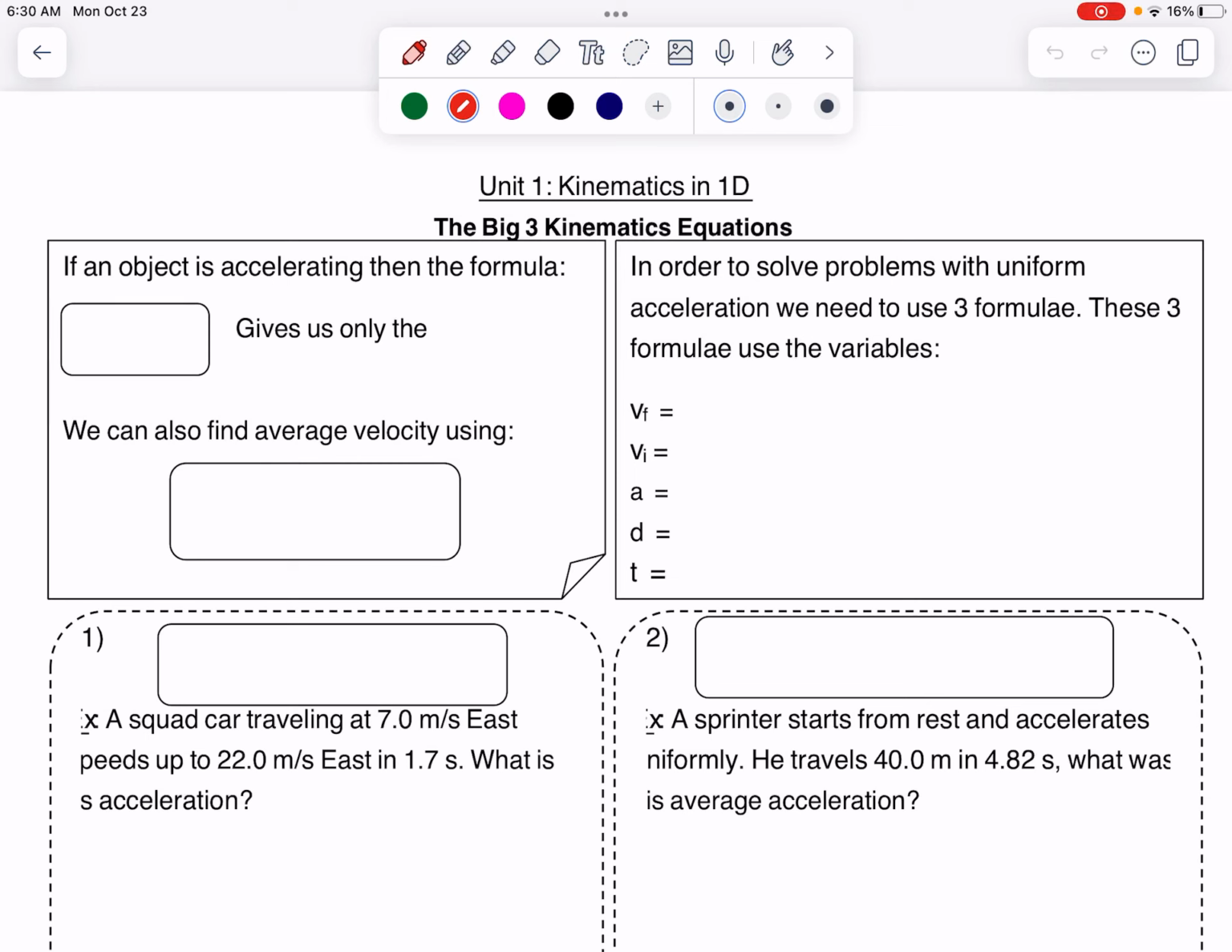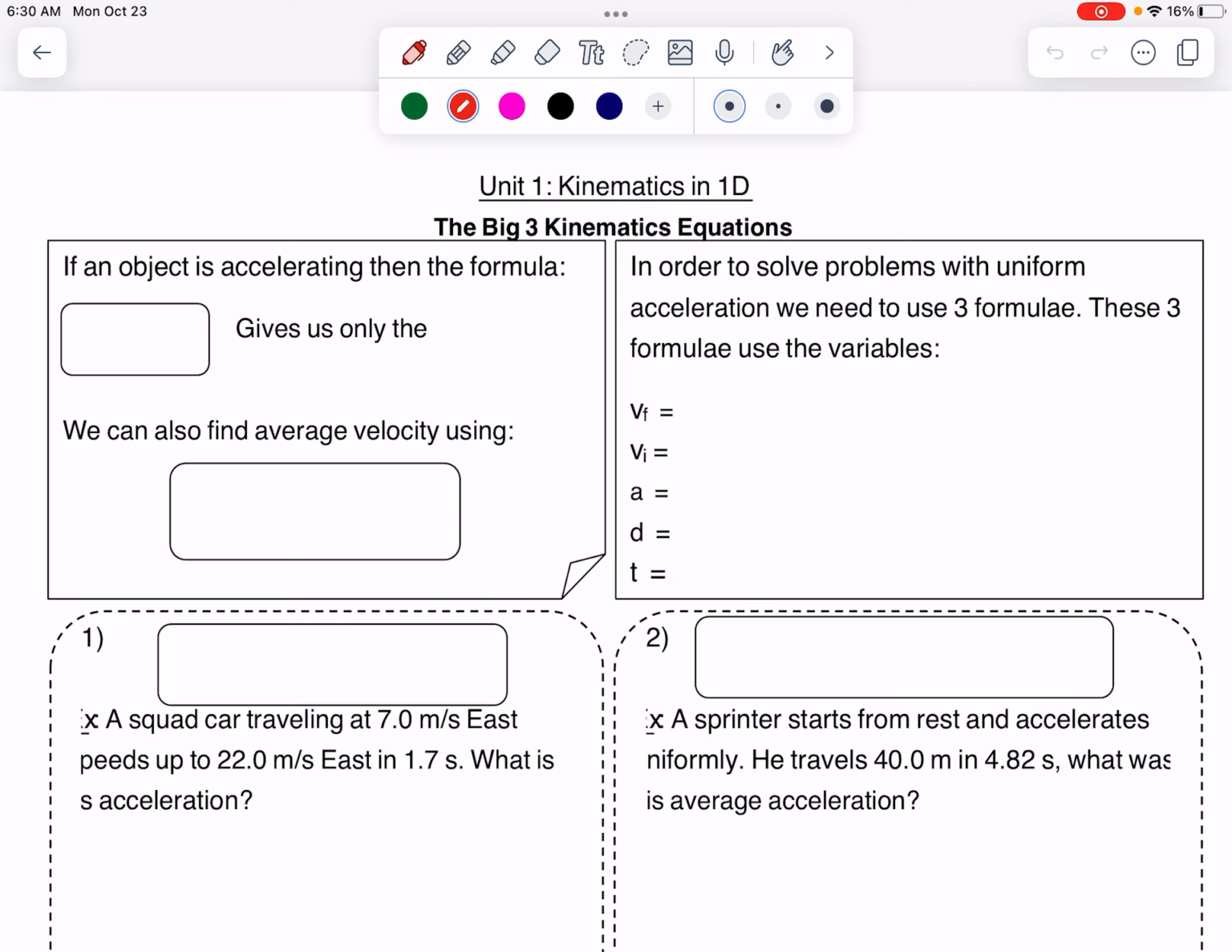Hi guys. All right, in today's lesson we're going to be talking about the big three kinematic equations. Basically, this is anytime you have an object that's either moving with constant velocity or constant acceleration, there's a few different formulas that we're going to be able to use to make some predictions about its motion.